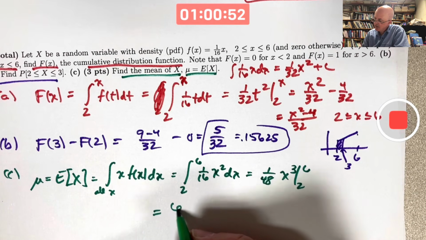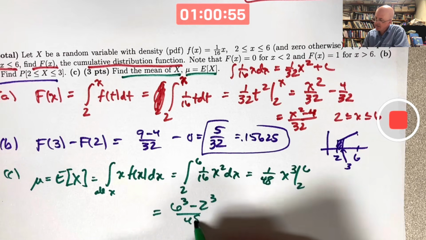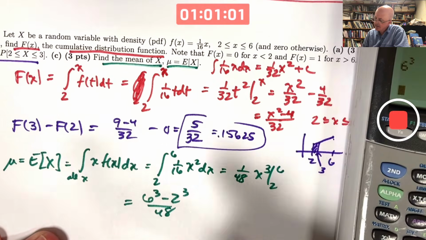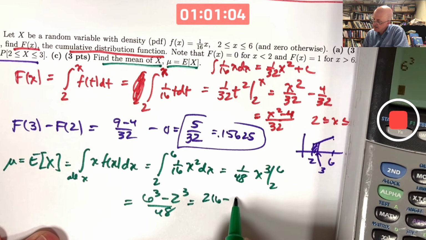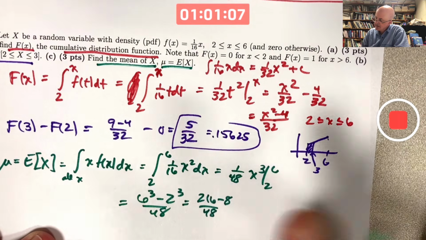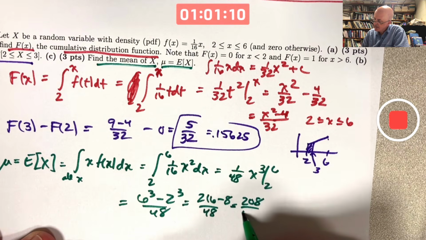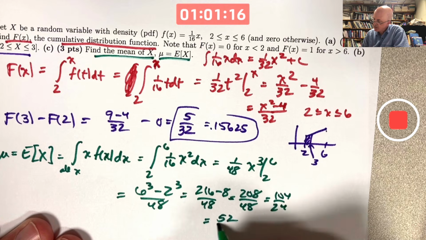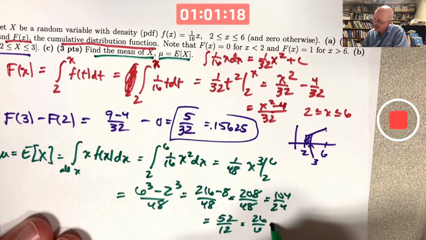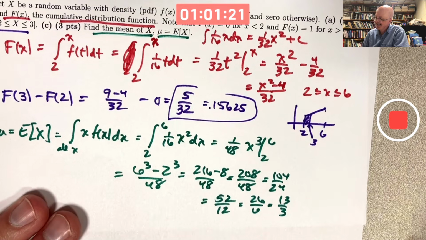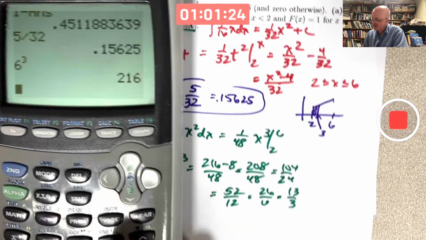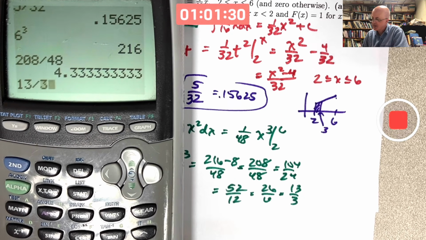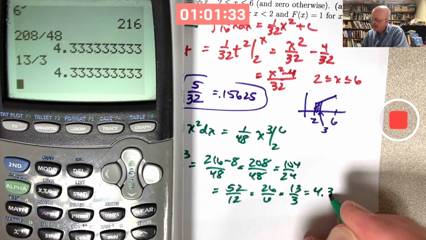That will be 6 cubed minus 2 cubed over 48. 6 cubed is 216. I should have known that. Minus 8 over 48 is 208 over 48. 104 over 24, which is 52 over 12, which is 26 over 6, which is 13 over 3. Okay. Looks like that's the simplest form for the answer. Of course, any of those is okay. 208 divided by 48 does indeed equal 13 thirds. 4.3 repeating is the mean.